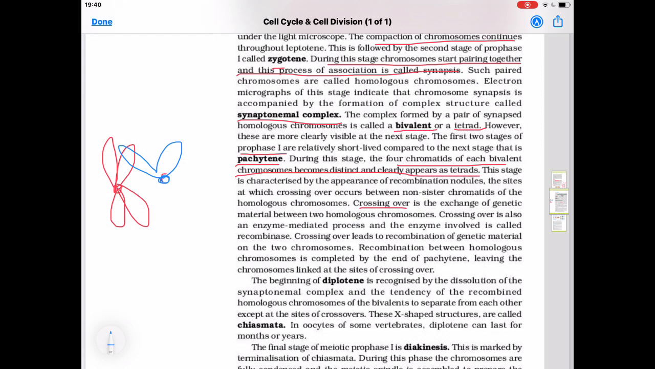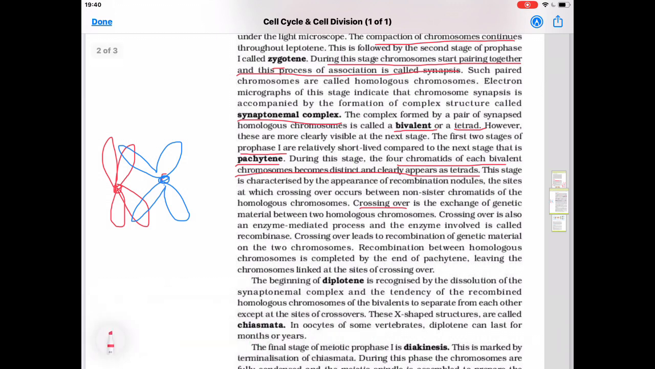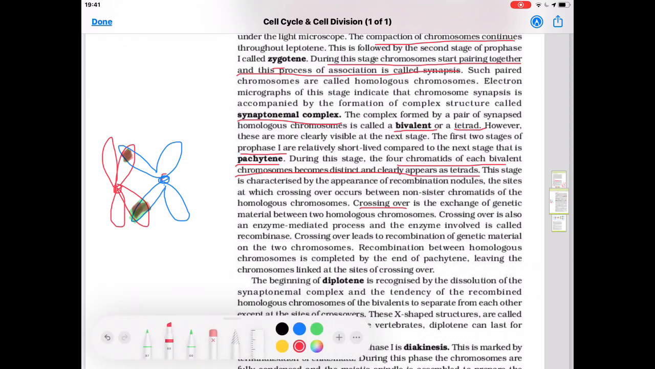Crossing over leads to recombination of genetic material on the two chromosomes. Because of this crossing over, new combinations appear. Recombination between homologous chromosomes is completed by the end of pachytene, leaving the chromosomes linked at the site of crossing over. So in pachytene, crossing over occurs and new recombinations appear. Next is diplotene.